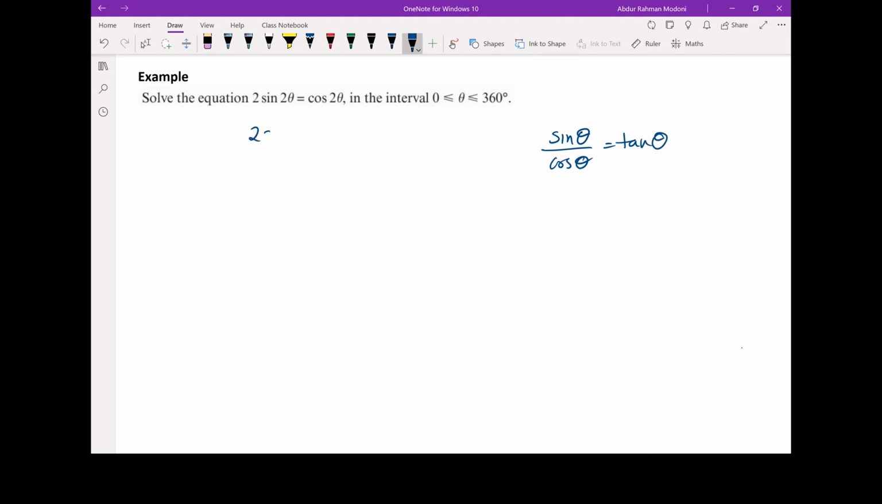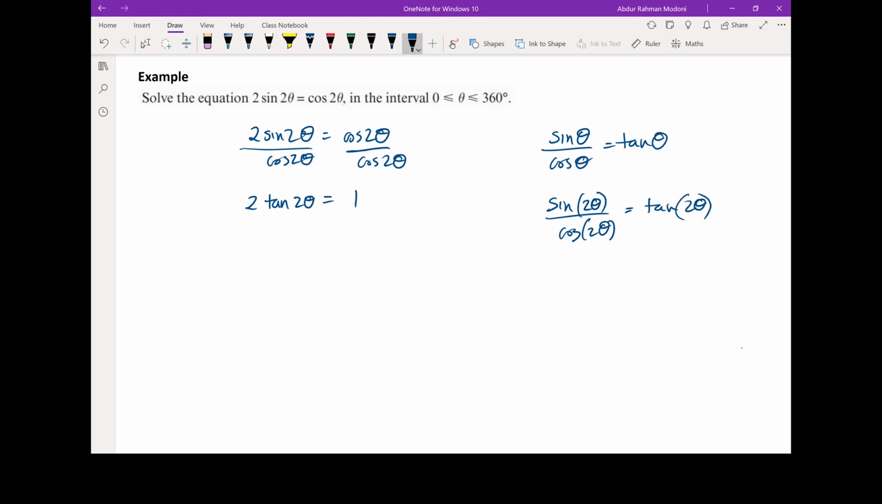So if I start by writing that equation, 2 sine 2 theta is equal to cos 2 theta, I can divide both sides by cos 2 theta to find an equivalent equation. The right hand side becomes 1, and the left hand side becomes 2 lots of tan 2 theta. Now notice this identity involves sine theta, but likewise I can do the same thing with a different angle. Sine 2 theta over cos 2 theta is equal to tan 2 theta, and identities are true for as long as all the angles are the same. So now I've got 2 tan 2 theta equals 1.